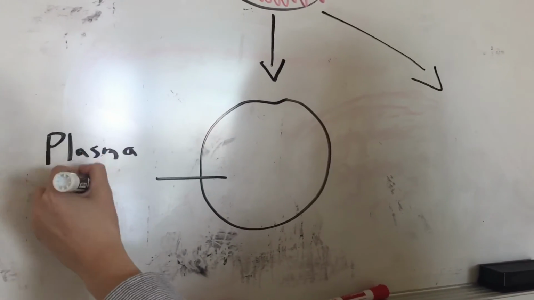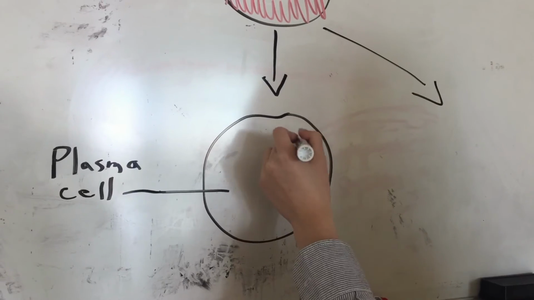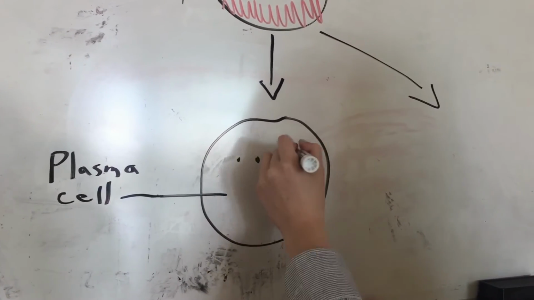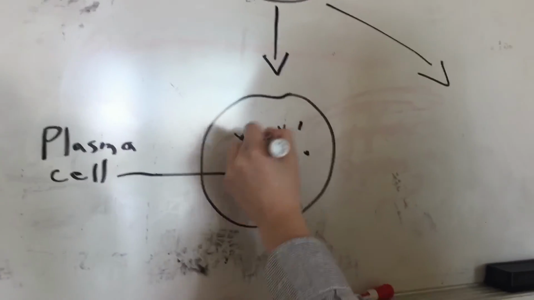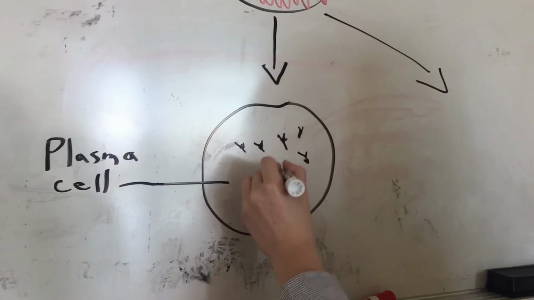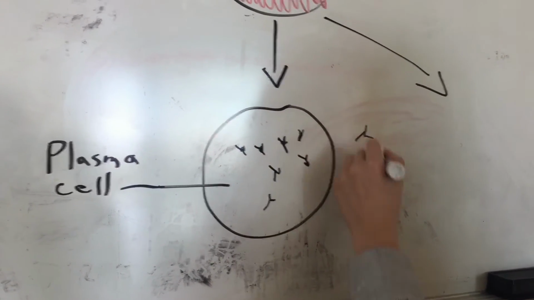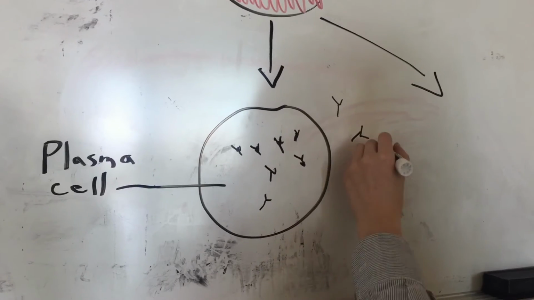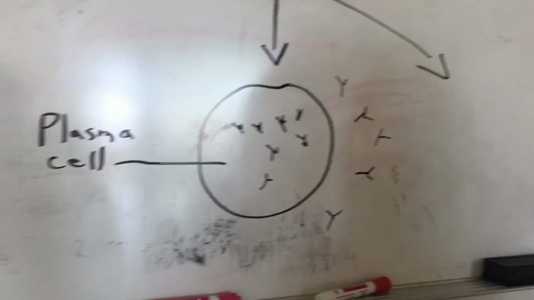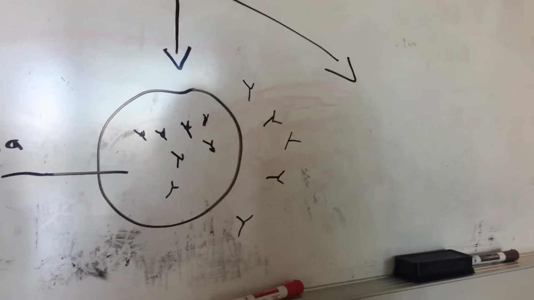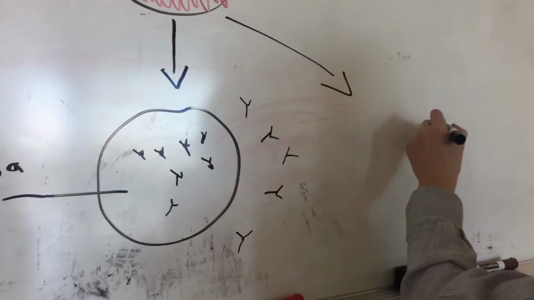Memory B cells provide future immunity, and they express the same membrane-bound antibody as the original naive B cell or parent cell. Plasma cells produce the antibodies with the identical antigen specificity as the antigen receptors of the activated B cells. However, they aren't membrane-bound. These secreted antibodies then circulate through the body.